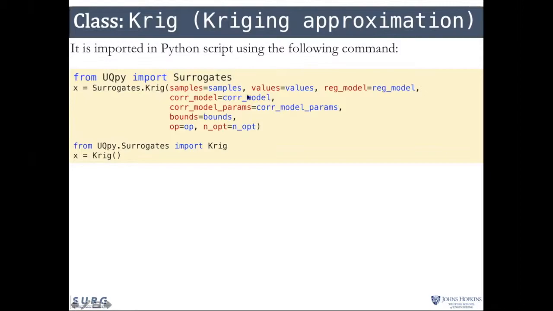So you can import the Kriging class using these commands. Either you can import the surrogates module and then just call surrogates.Kriging, or you can directly import the Kriging class from UQpy.surrogates.